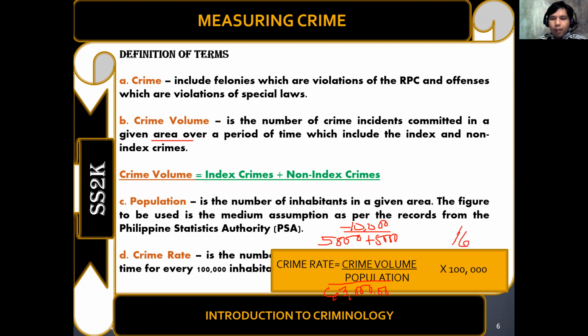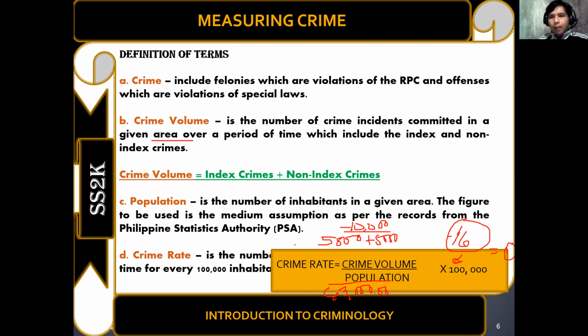Okay? Ibig sabihin, mga kapatid, ay meron pong 16 na crime na nangyayari sa bawat 100,000 na tao sa loob ng isang taon. So that is what we call as crime rate. The rate of crime for every 100,000 inhabitants. Okay, sa bawat 100,000, ibig sabihin may 16 na crime na nangyayari. Ayan. So yun po ang crime rate.